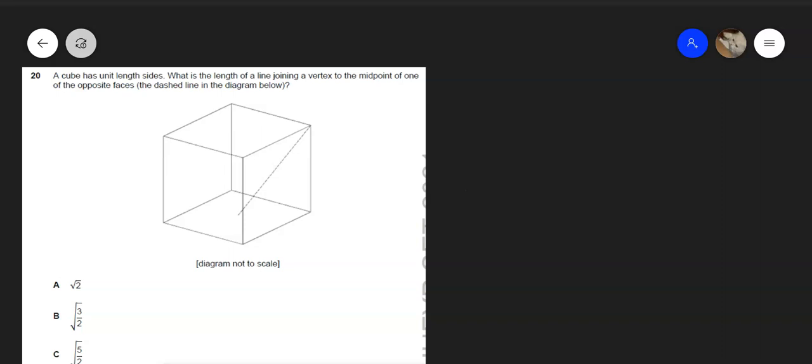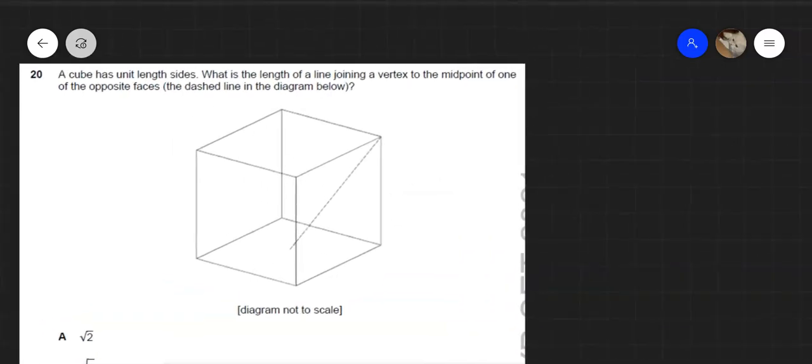Question 20. Let's zoom it in a little bit. A cube has unit length sides. What is the length of a line joining a vertex to the midpoint of one of the opposite faces, the dashed line on the diagram below? First of all, let's think about the terminology. A cube with unit length sides. It means that each side of the cube equals 1.